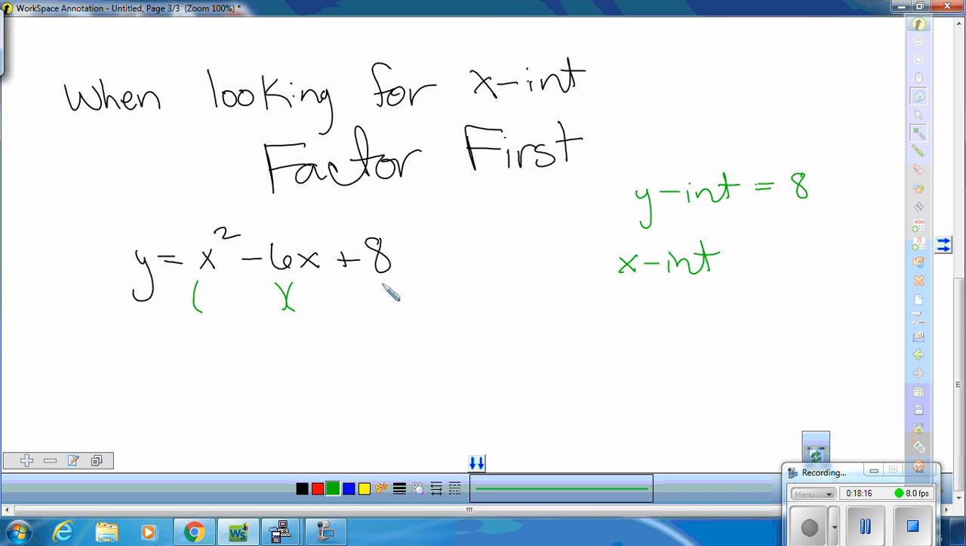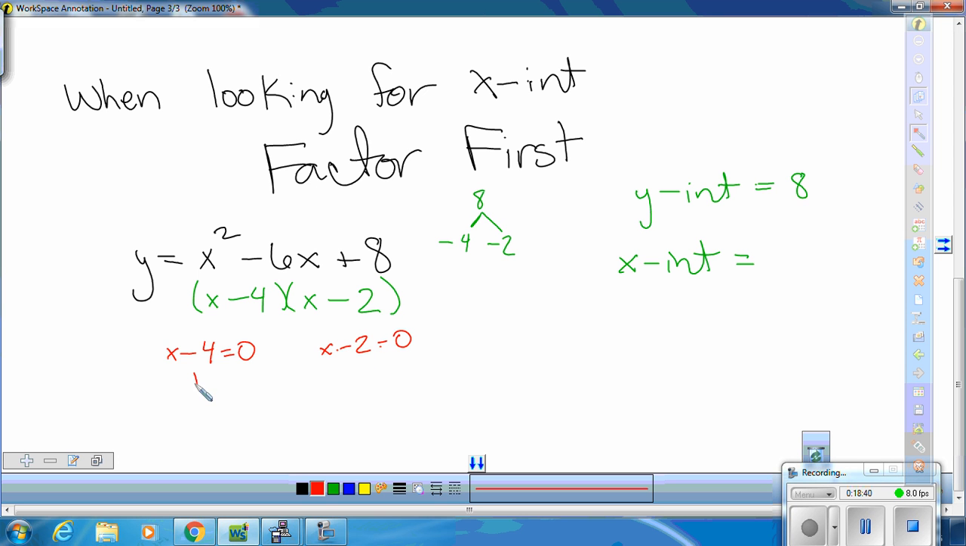So two numbers that multiply to equal 8, but add to equal -6. So it's negative, so they're both going to have to be negative. So -4 and -2. So I get x minus 4 and x minus 2. If I want to know where my x-intercepts are, I just have to set these equal to 0 and solve for x.